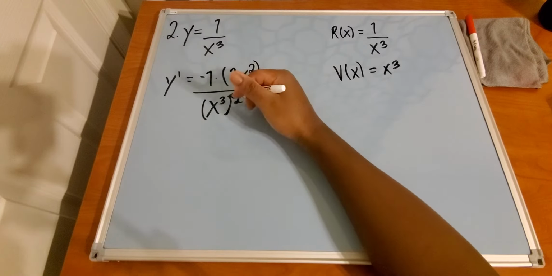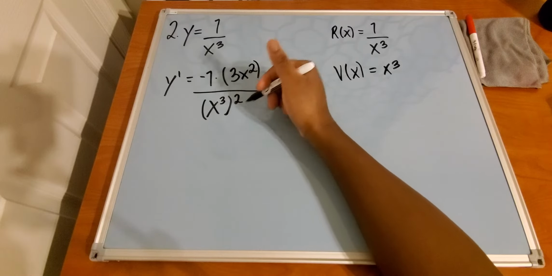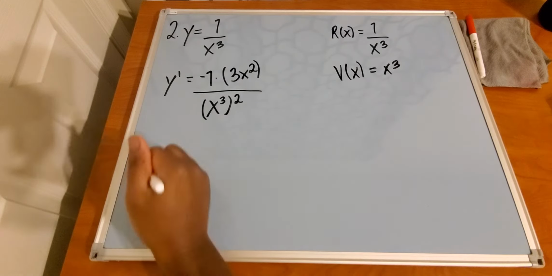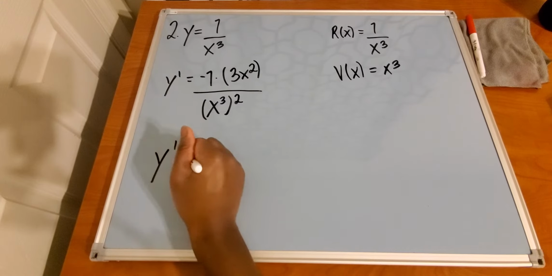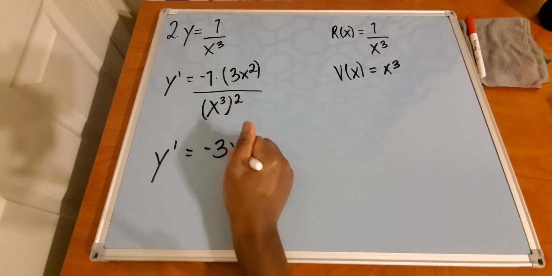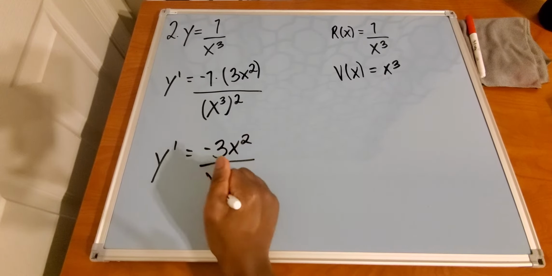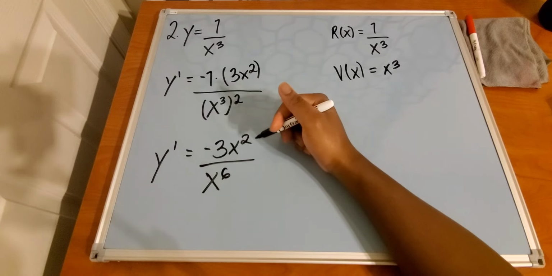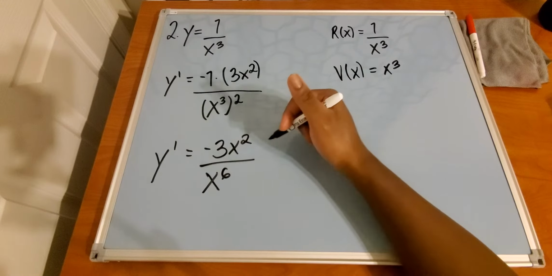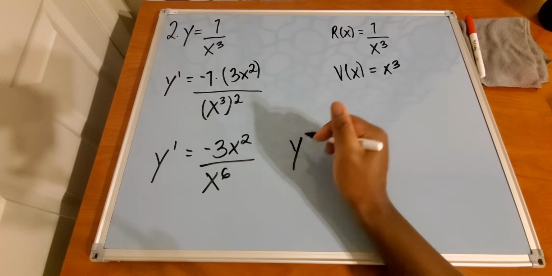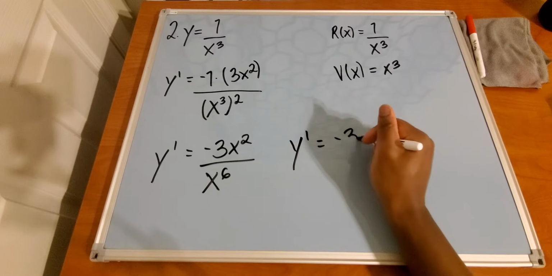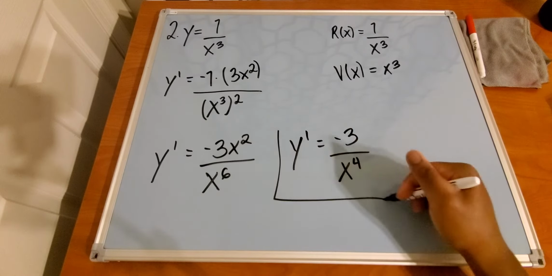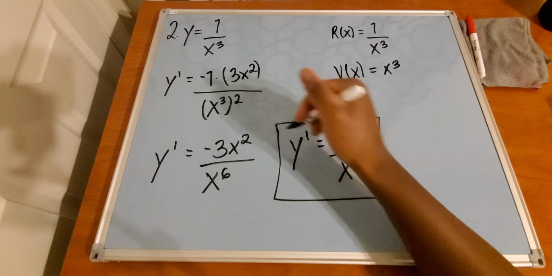We notice that x cubed squared, well, if we have an exponent raised to an exponent, we can just multiply both of those together. So we can say right here that y prime is equal to -3x squared over x to the 3 times 2, which is 6. And then we know we have x squared over x to the 6, so we can subtract that off. So our final answer will be equal to -3 over x to the 4th. And that is our answer to question number 2.